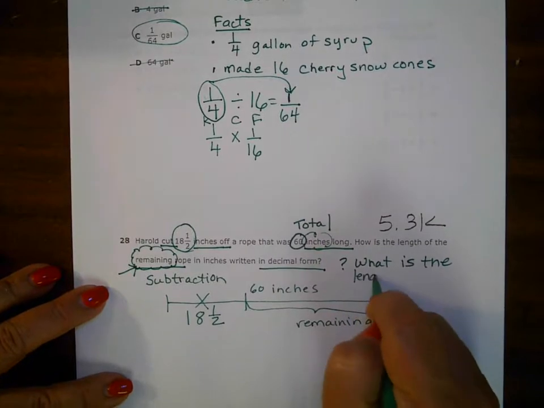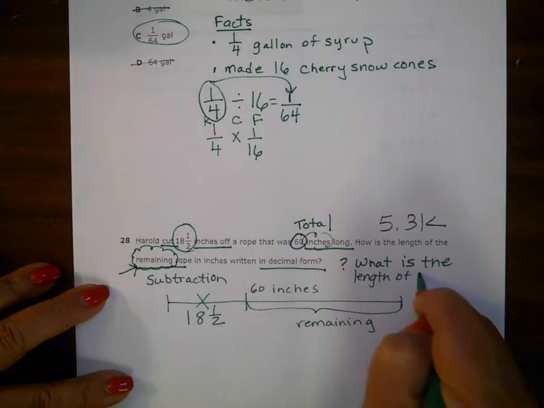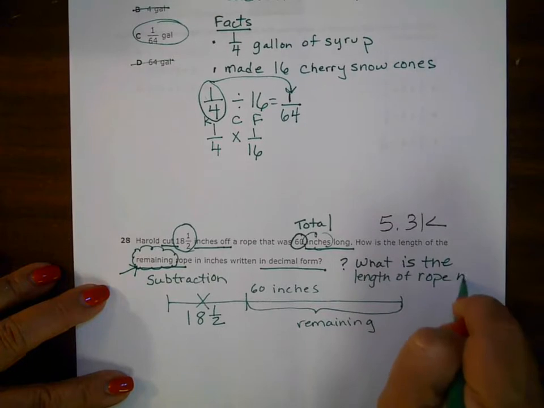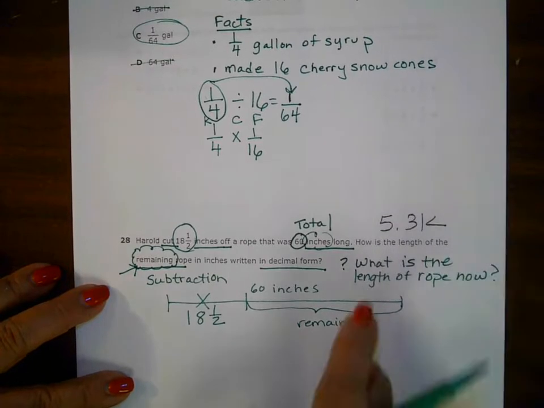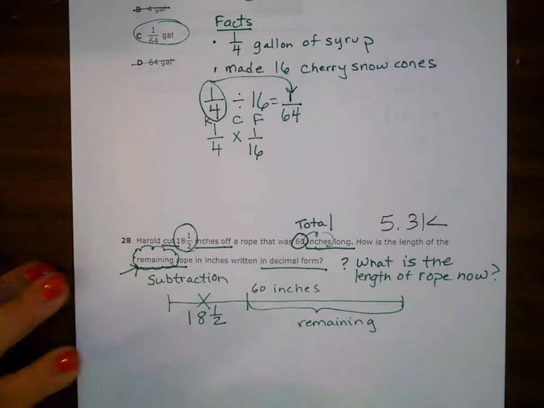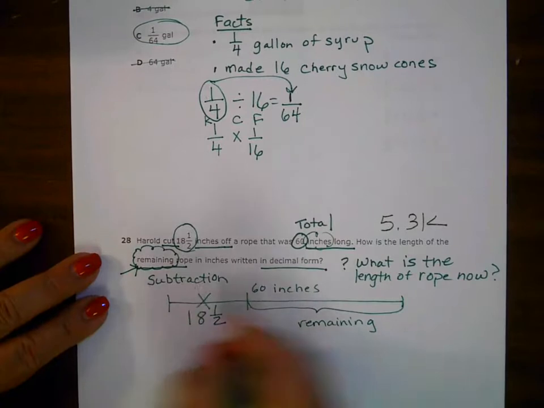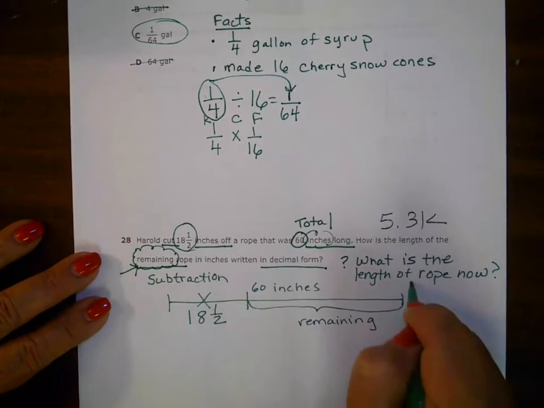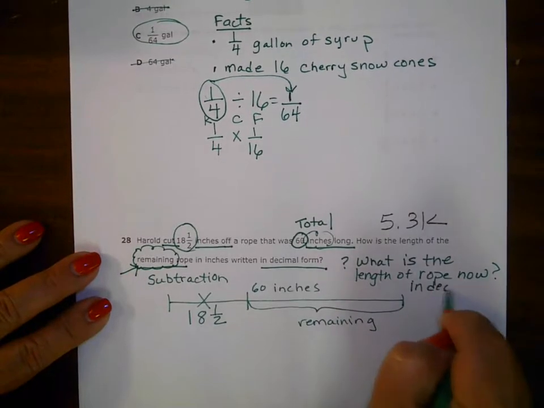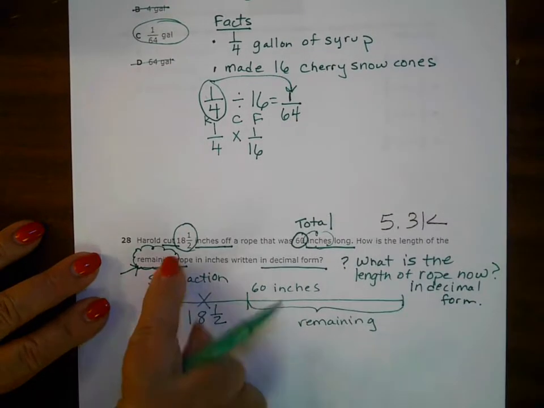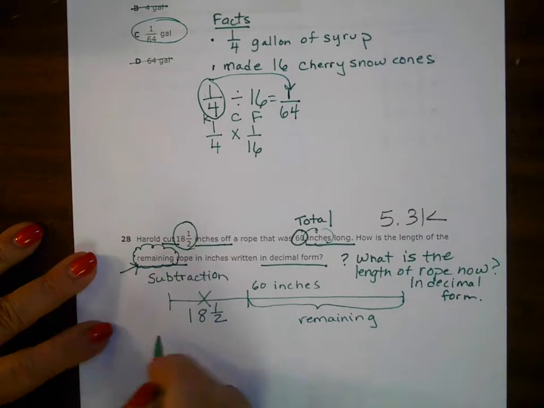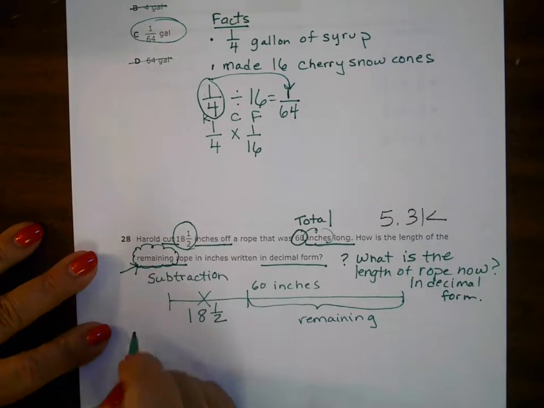So I can also put the length of rope now, and that's after I subtract it out. What is the length of rope now? So that tells me I need to subtract as well. I need to do it in decimal, and then I'm going to put in decimal. There's one of two ways that you can do it. Okay, so I know I'm going to subtract, so I can do 60 minus 18 and 1/2.